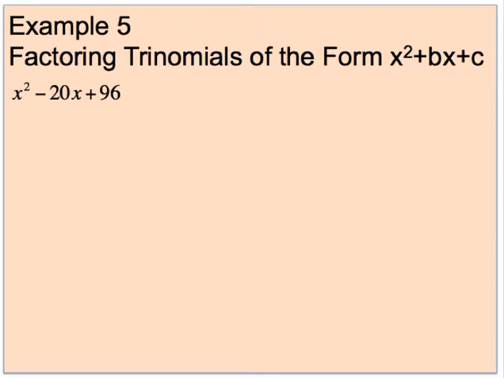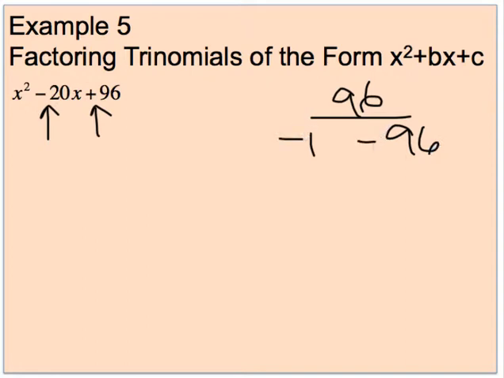So let's take a look at a couple clues that we have here. We have +96, but our b value is negative, so we know that we're going to have two negatives. Now, you could start at 1 times 96, make them both negative, but when we add these together, we're going to get -97. And that's pretty far away from -20. I could have -2. If I'm going to take -2, then I have to multiply by 48. And so this is going to give me -50.